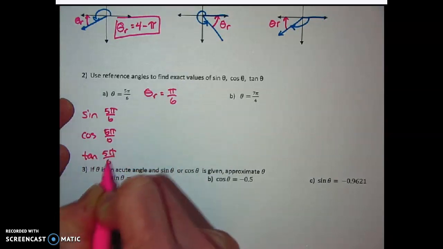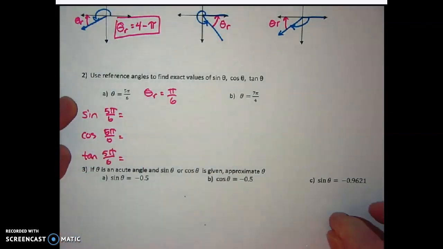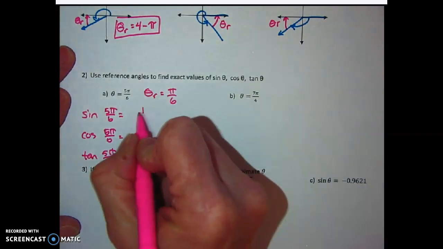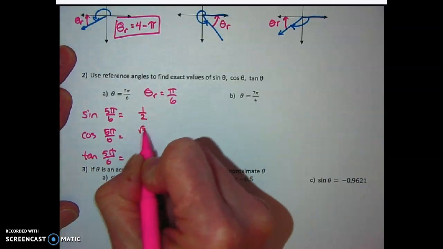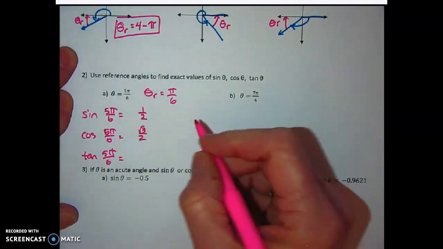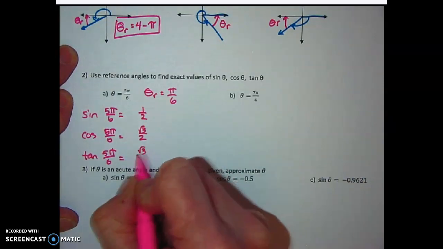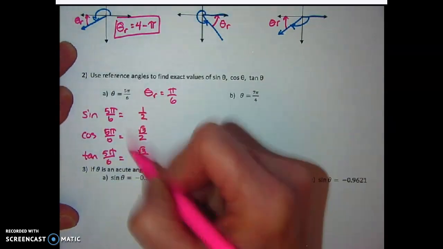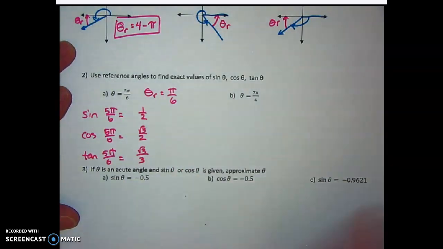Remember, we're just going to use our reference angle. So what is the sine of pi over 6? The sine of pi over 6 is 1/2. And the cosine of pi over 6 is the square root of 3 over 2. And the tangent of pi over 6 is the square root of 3 over 3. Now we have to determine whether these are positive or negative. Again, if you look up at example 1c, that's how we can determine the sign.